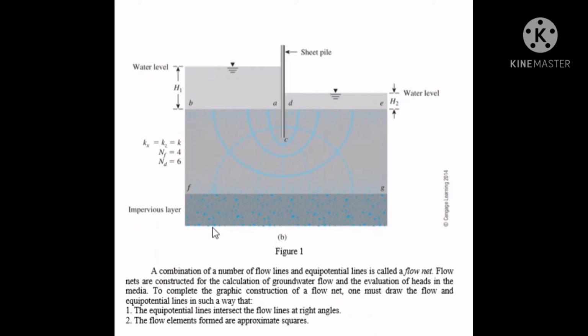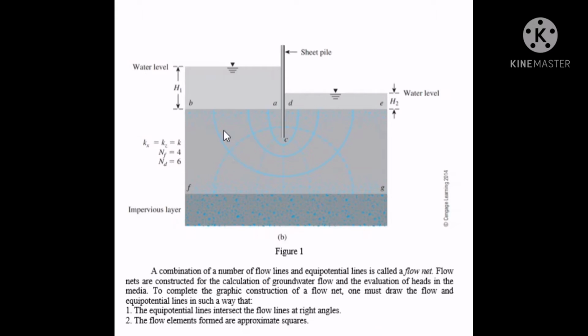This is an example of a flow net. A combination of a number of flow lines and equipotential lines is called a flow net. Flow nets are constructed for the calculation of groundwater flow and evaluation of heads in the media. To complete the graphic construction of a flow net, one must draw the flow and equipotential lines in such a way that the equipotential lines intersect the flow lines at right angles.